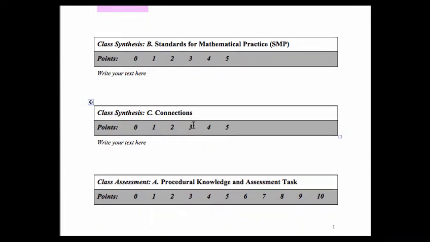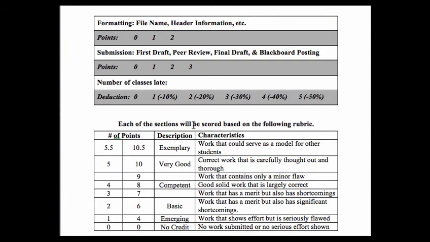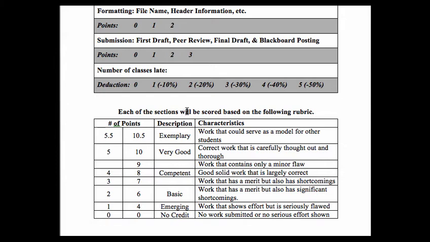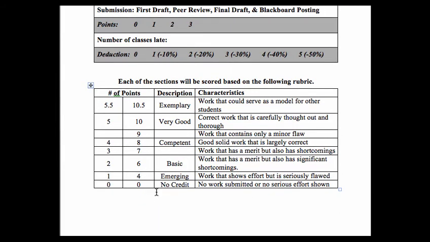You will do exactly the same thing for the rest of the sections. Now on the last page, you will also see that some grades will be awarded to formatting or submission details, and if your CSA is late, the number of classes that it is late and the deductions associated with that number of classes. Finally, at the bottom, you will see how I will score each of the sections. Depending on whether the section is out of 10 points or 5 points, very good solid work will receive full grade. Exemplary work that I will be able to use as a model for other students will get a 0.5 point bonus. Finally, all the way down to emerging and or no credit.